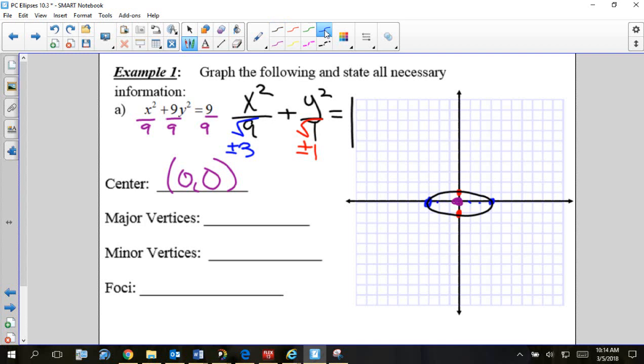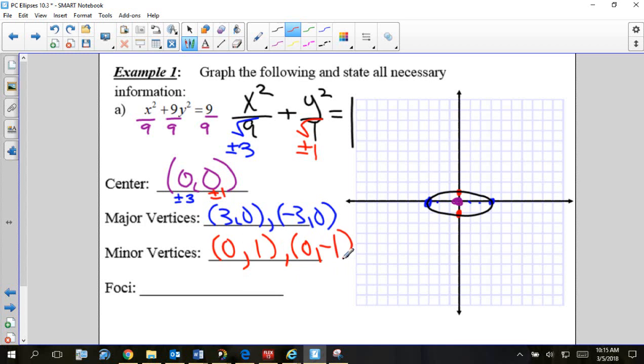So my major vertices, since the 3 is the bigger number, it's under the x squared. I'm going to take my center and add or subtract 3 to the x value. We'll get 3, 0, and negative 3, 0 for our 2 vertices. The y has plus minus 1 under it, so I'm going to change only the y value for the minor vertices, so I'll still have 0 here, 1, and then 0 here, negative 1. And then I can look at my graph, and yes, those are the points I plotted. I even correlated the numbers with color.